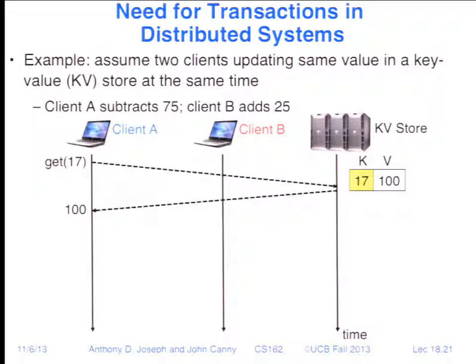So client A is trying to update the contents of the key value store at key number 17. So they first have to retrieve the value. Before they finish their update, let's say client B grabs the value that's there. They're going to get the same value back.